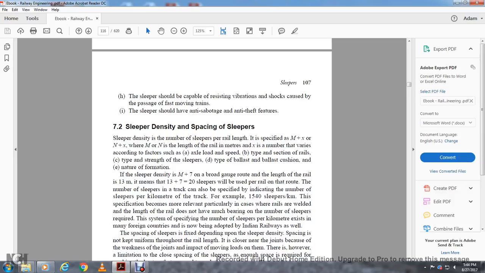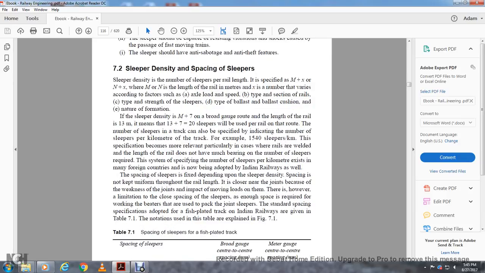The number of sleepers in a track can also be specified as the number of sleepers per kilometer of track, for example 1,540 sleepers per kilometer. This specification is relevant in particular when the rails are welded. The length of the rails does not have so much bearing on the number of sleepers required. The system of specifying the number of sleepers per kilometer exists in many foreign countries and is now being adopted by the Indian Railways as well.